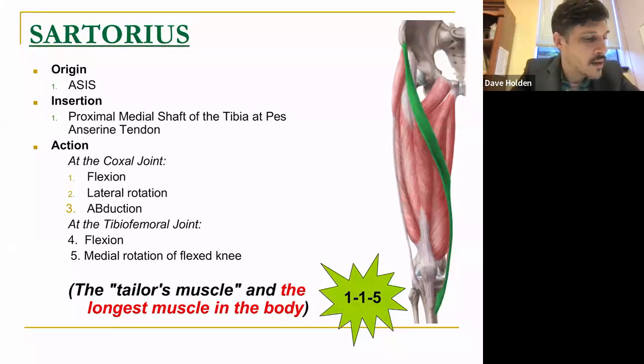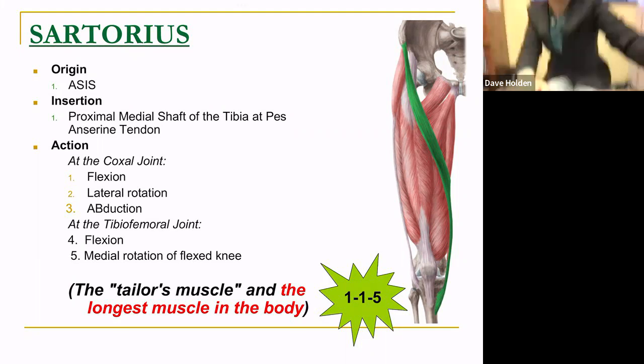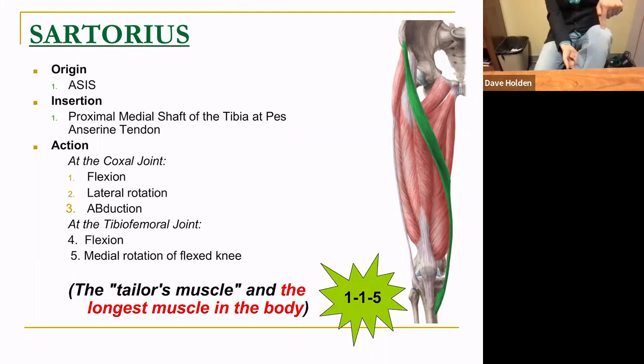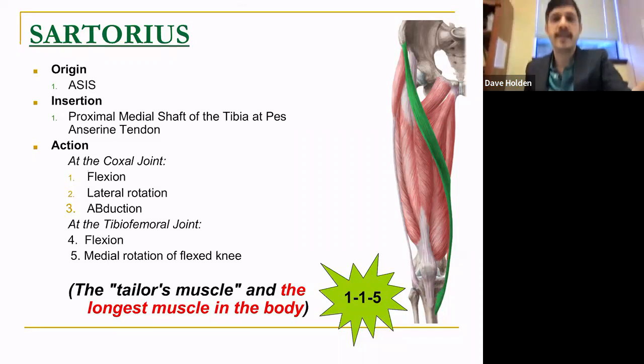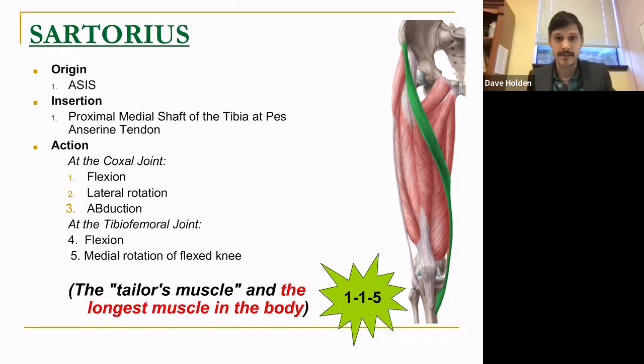Now, one more thing, you may not need to know this one off the top of your head, but it does help. The name sartorius comes from the Latin root sartor, which means tailor, because what this muscle does is flex the hip and laterally rotate the thigh and medially rotate the knee. It brings you into this seated position, which is the tailor's position. This is where tailors sit and do all their stuff with fabric. So that's where the name comes from. It's the tailor's muscle.